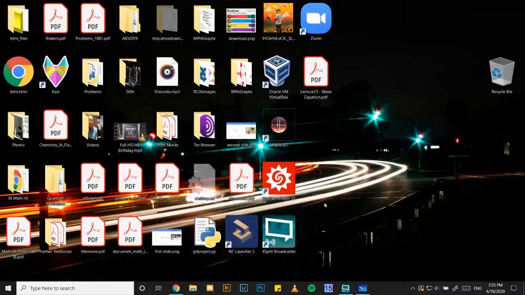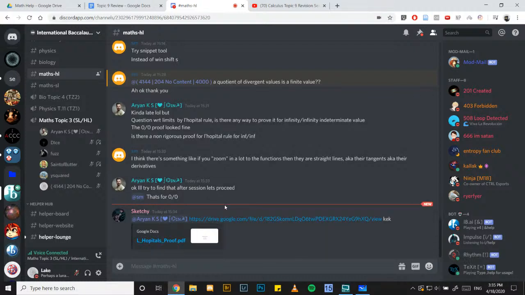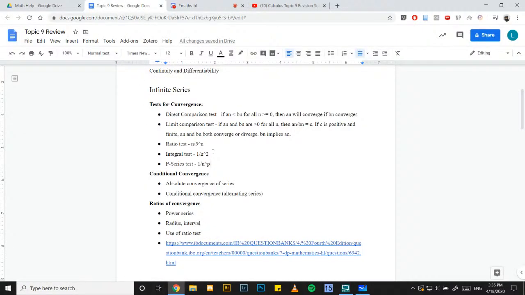So quickly, just to try this out, you guys can. Oh, you have a proof of L'Hopital's. Okay, that's fine. Just try n over 5 to the power of n. That's a pretty simple example to try for this.